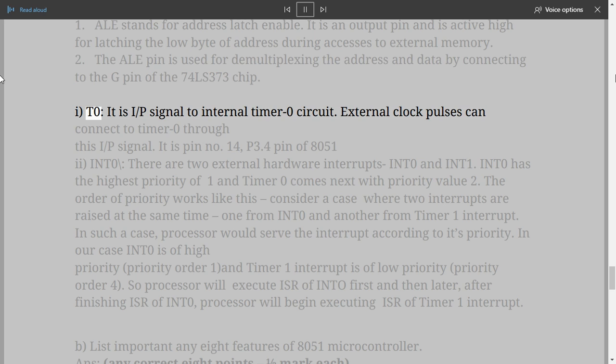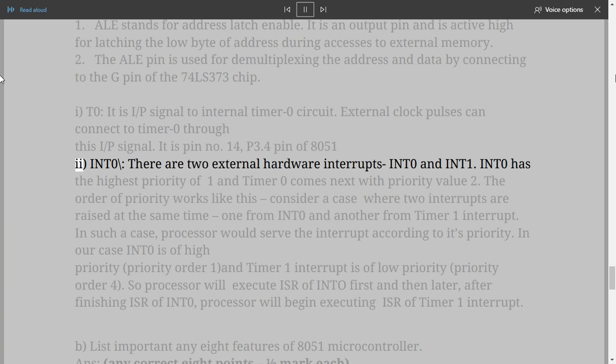T0, it is an input signal to the internal timer 0 circuit. External clock pulses can connect to timer 0 through this input signal. It is pin number 14, the P3.4 pin of the 8051, INT0.